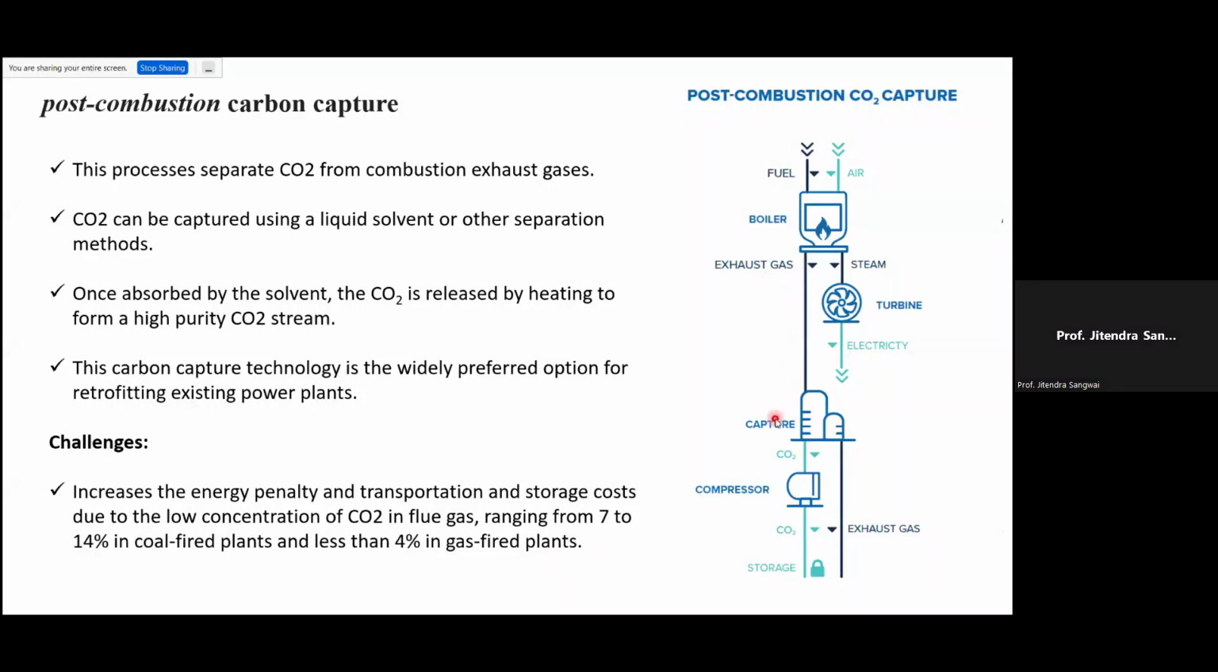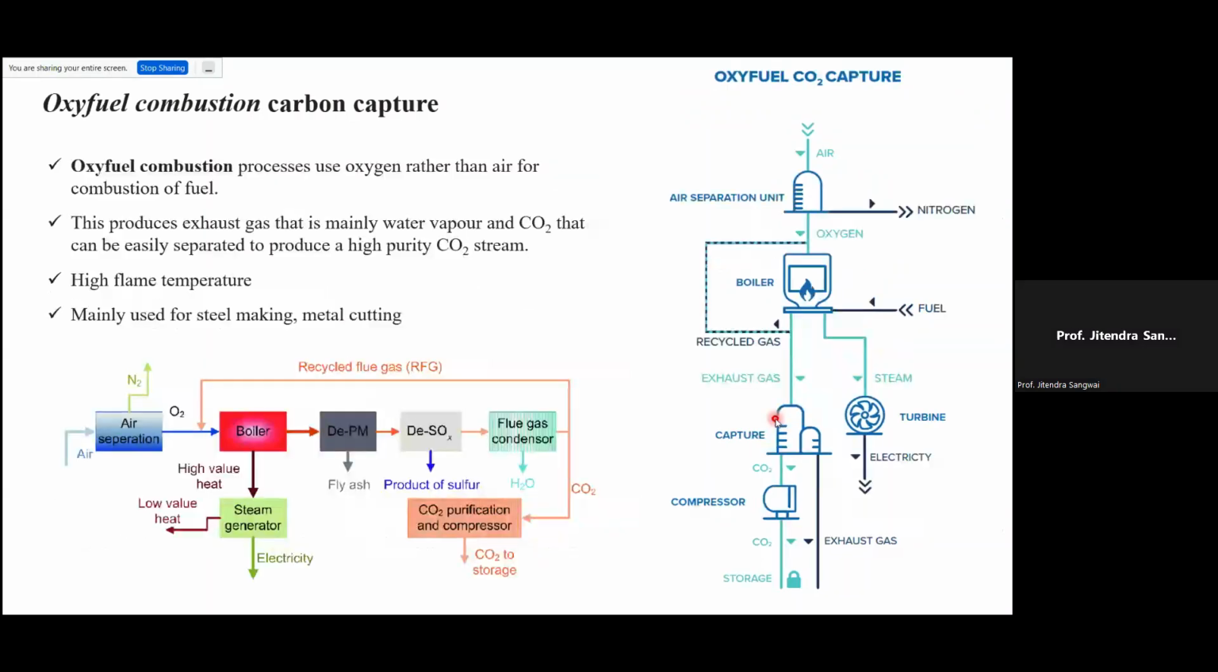So you again have to understand how you can increase the CO2 in the exhaust stream. So there is another method which is called the oxy-fuel combustion capture. Here you actually do a very efficient combustion of fuel using oxygen, right? If you supply very pure oxygen into the chamber, then after combustion of fuel happens, you get exhaust gas that may have a larger amount of carbon dioxide.